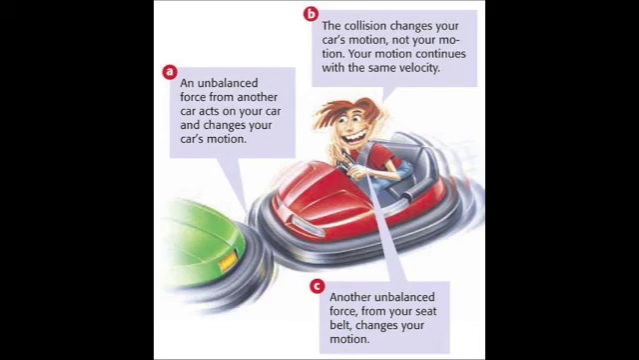This results in the red bumper car changing its motion, but does not change the kid's motion. The seatbelt acts as inertia, which is the tendency for an object to resist a change in motion. The seatbelt restricts the kid from continuing on his current path of motion. Now we go back to Corey for a live demonstration.